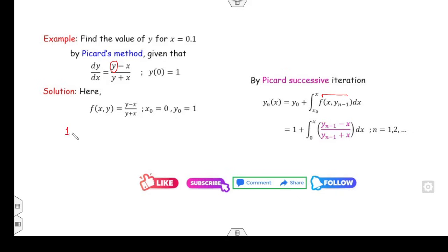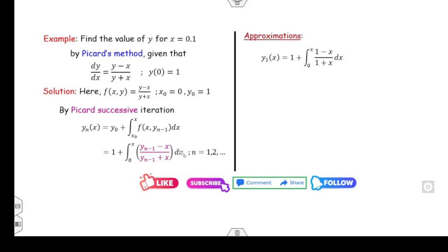Fine. So let's start with the first approximation. Let's start with y1, which is y0 plus the integration from 0 to x. What is y of 0? It is 1. The integrand is 1 minus x over 1 plus x.